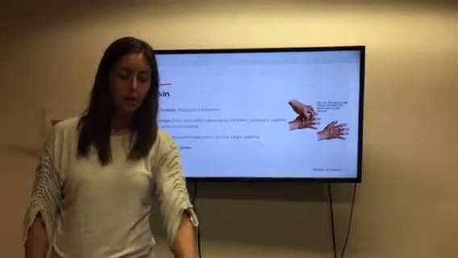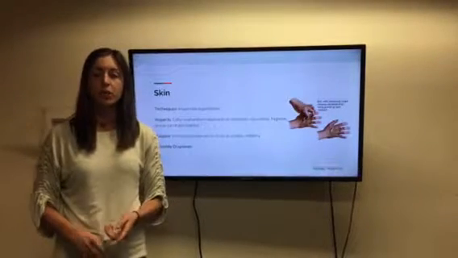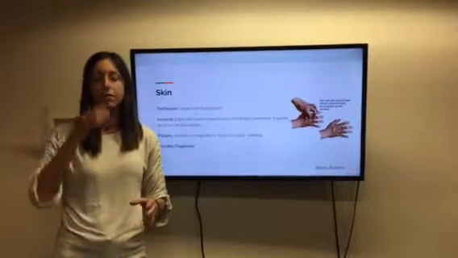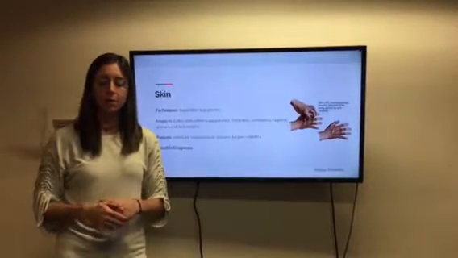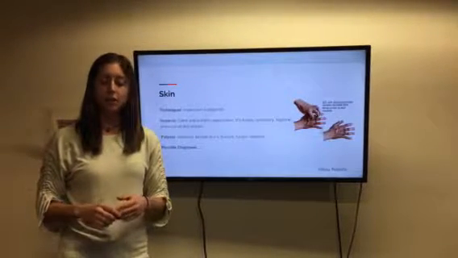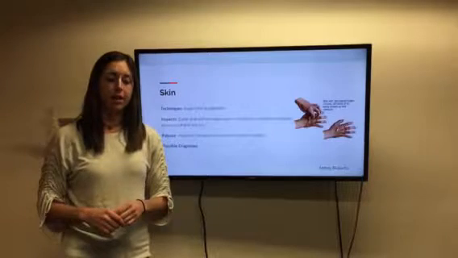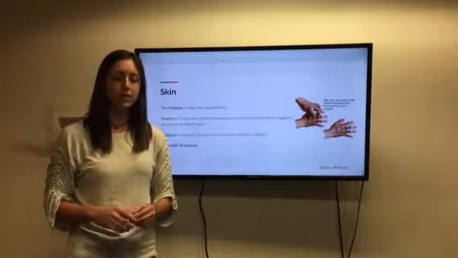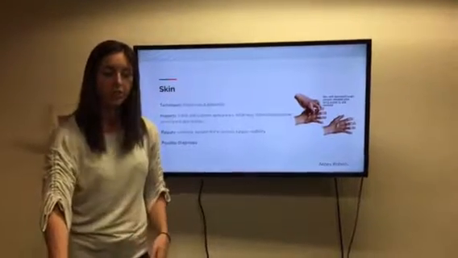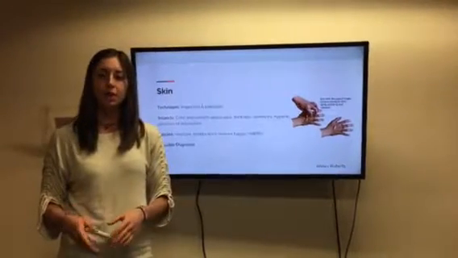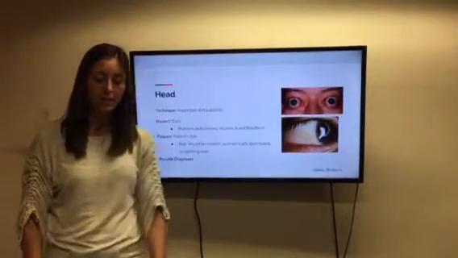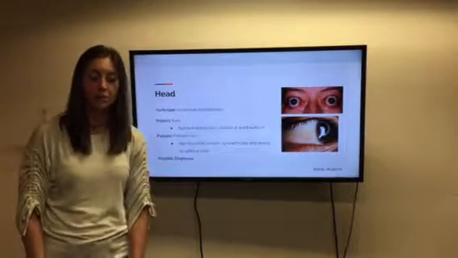So skin. The 2 techniques we're using are inspection and palpation, and you are inspecting like color and uniform appearance, thickness, symmetry, hygiene, and palpate for moisture, temperature, texture, mobility, and then this can all be used to diagnose like dehydration, edema, and infection. And the skin should feel cool to warm to touch, as well as being smooth, soft, and even.